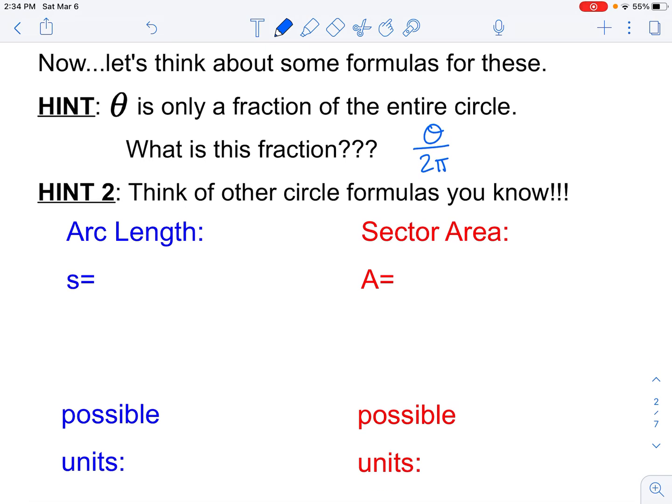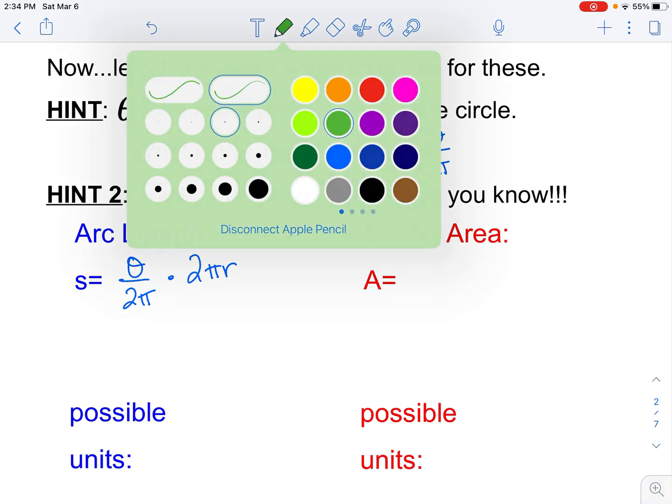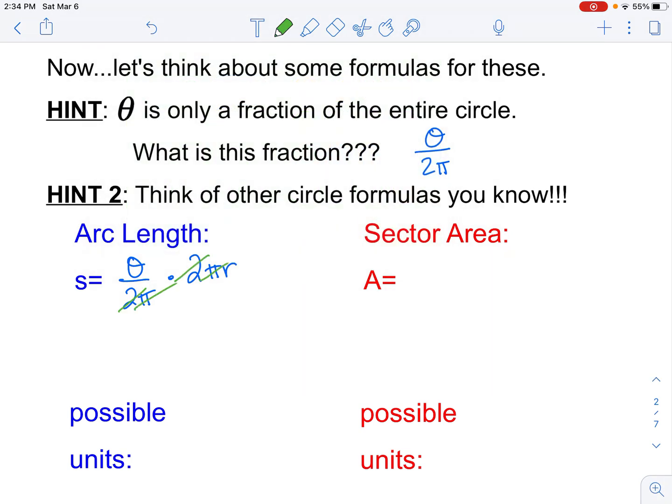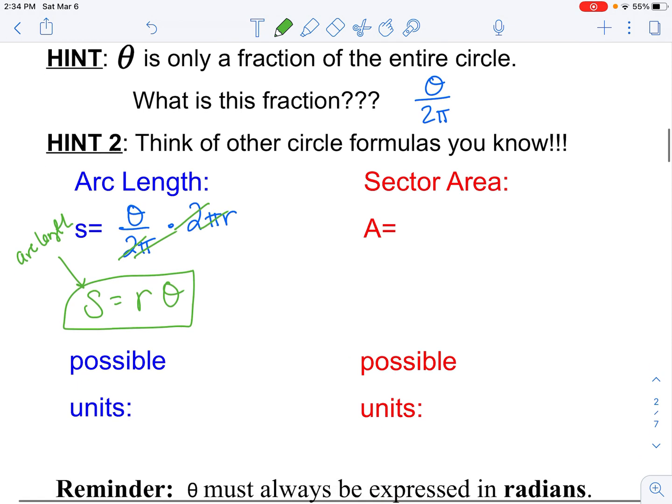Let's think of formulas that we know about a circle. Arc length is very similar to the circumference, and circumference is 2 pi r. So we're going to take that fraction of the circle, theta over 2 pi, and multiply it by the circumference, 2 pi r. When we simplify, the 2's reduce and the pi's reduce, so we get the formula s equals r theta. S represents the arc length, r is the radius, and theta is the angle.